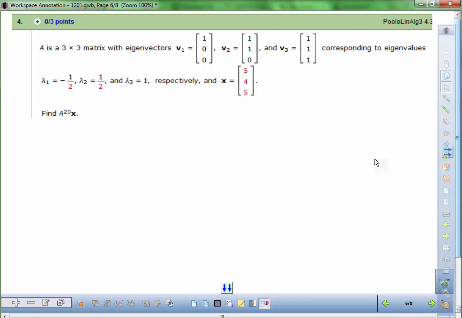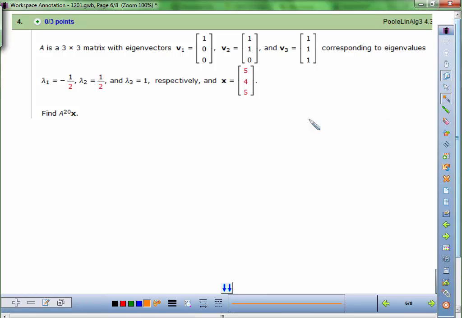All right, let's take a look at this problem and see how we can apply that matrix. You can see we don't know what the actual matrix is. A is a 3 by 3 matrix, but it gives us the eigenvectors and eigenvalues for this. And then they give us a vector X. So the only thing we need to be careful about is that X is actually a linear combination of V1, V2, and V3. So how do we find out if X is a linear combination of that?